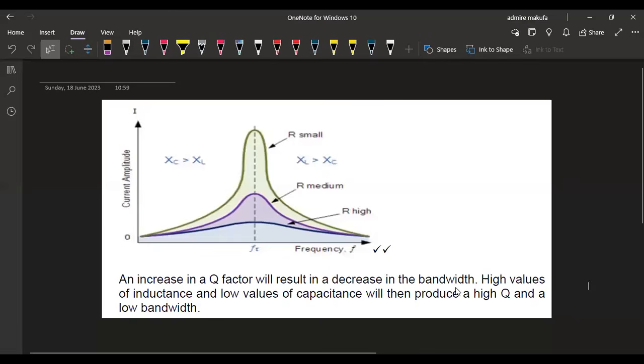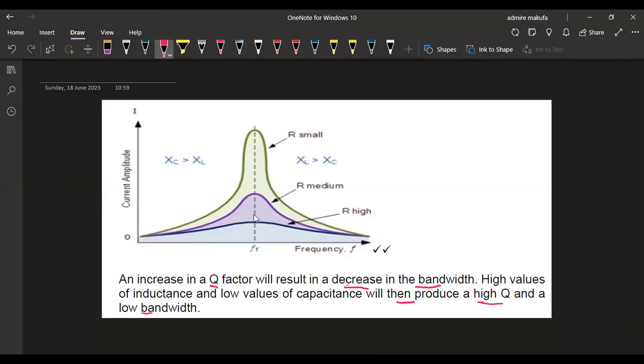So here we are given our characteristic curve. An increase in the Q factor will result in a decrease in the bandwidth. So if we increase the quality factor, the bandwidth is going to decrease. High values of inductance and low values of capacitance will produce a high Q and a low bandwidth. This is how we can put it in words.